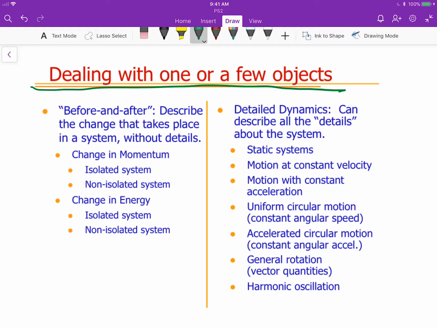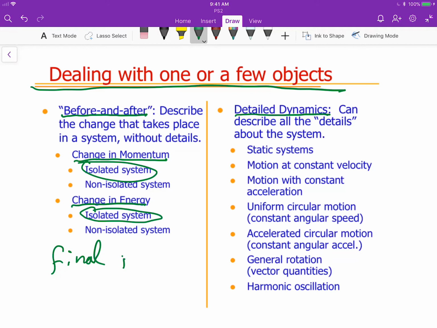When you're dealing with one or a few objects, there are two ways to describe it. There's before and after, and then there's detailed dynamics. Before and after are things like change in momentum and change in energy. Both of these are when you have an isolated system, and if you have an isolated system, you know that you don't have any outside things that are causing a change in momentum or a change in energy. So you just have to look at something like some final position and some initial position.